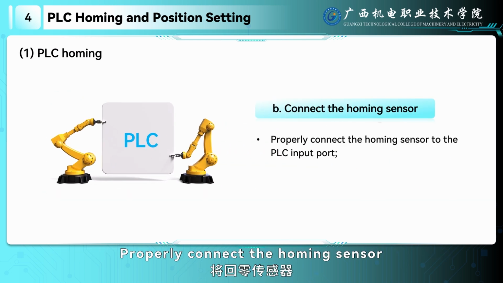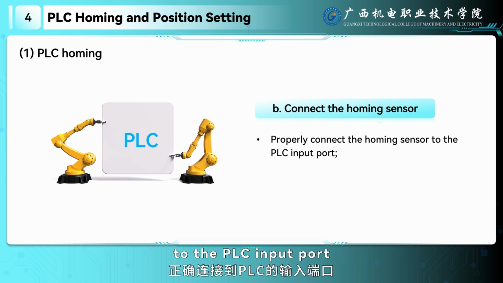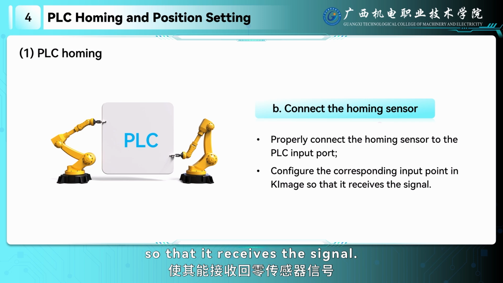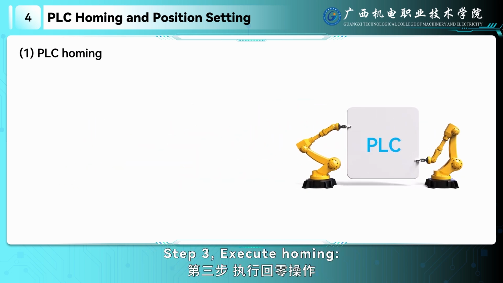Properly connect the homing sensor to the PLC input port and configure the corresponding input point in Calibration so that it receives the signal. Step 3.